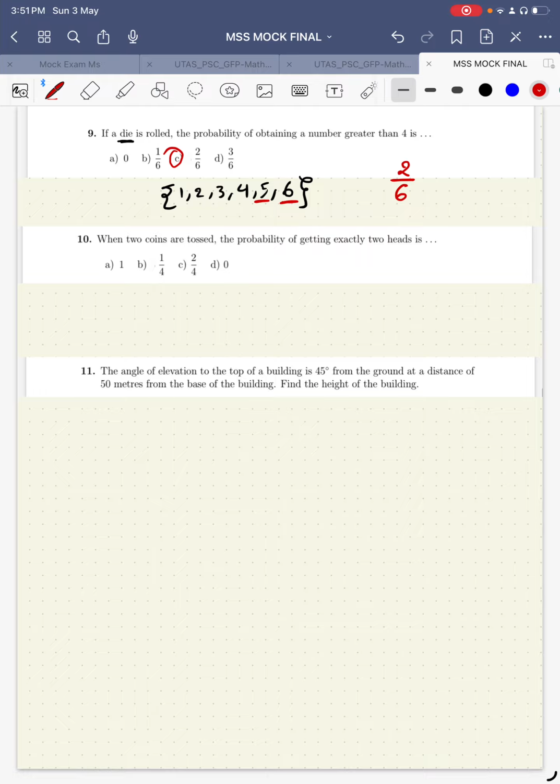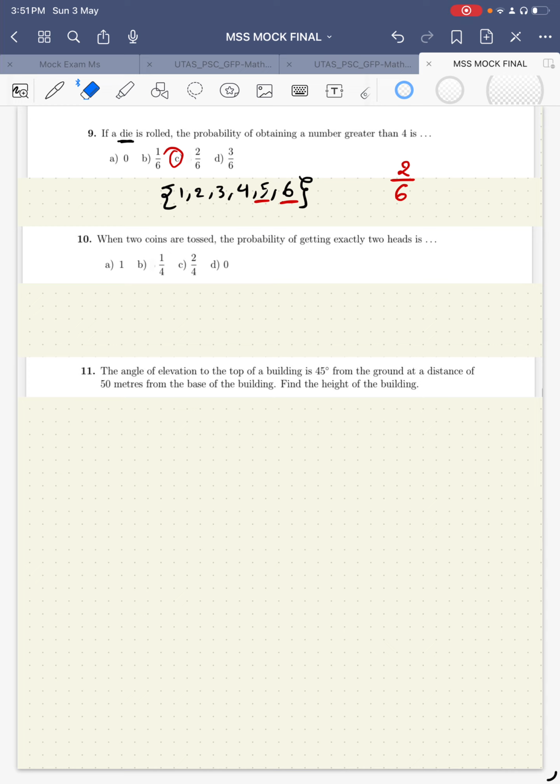If I have 2 coins and I throw both of them, does the first coin affect the outcome of the second coin? The answer is no. They both don't have any connection. So that's what we call independence, two independent events.